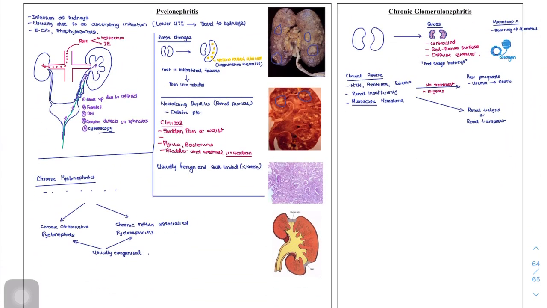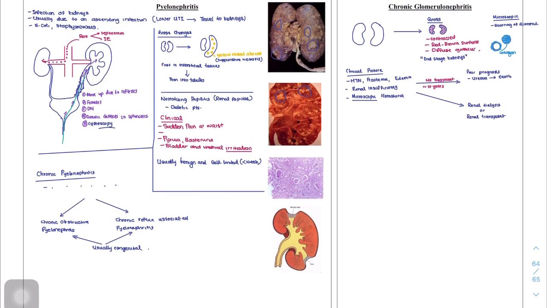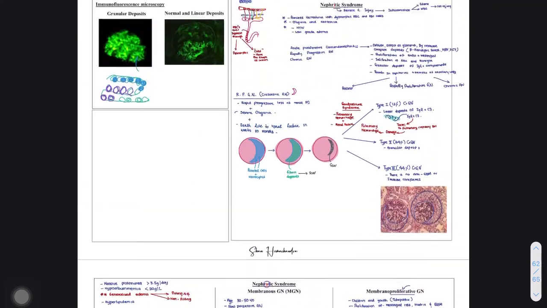Next, we have pyelonephritis, that is an infection of kidneys. This is usually due to an infection traveling upwards. So that's it for renal pathology.